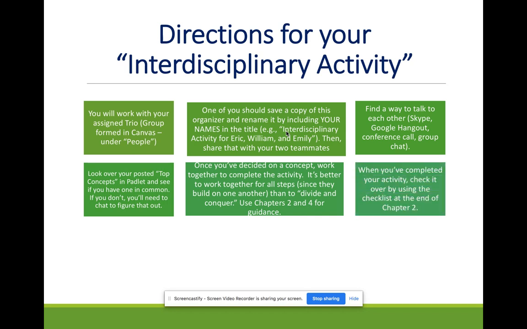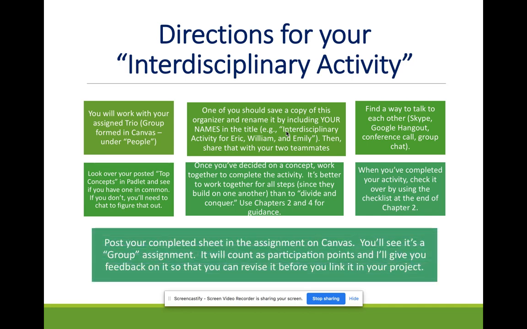And when you've completed your activity, check it over by using the checklist at the end of chapter 2. That's for chapter 2, everything except the last part of that thing, which asks you for a hook, which we're going to look at in the next video. But to put a closing on this part of our learning anyway, you're going to post your completed sheet in the assignment on Canvas. You'll see it's a group assignment, so you're just going to post one per trio.